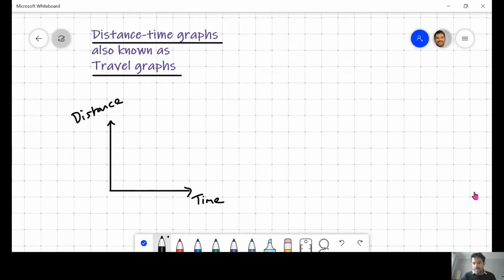So today we are doing distance time graphs, which are also known as travel graphs. I want to start with the basics because often we don't understand the basics, and that makes everything else harder. It's called a distance time graph because you've got distance on one axis and time on the other. Also travel because it involves travel, because you're moving.